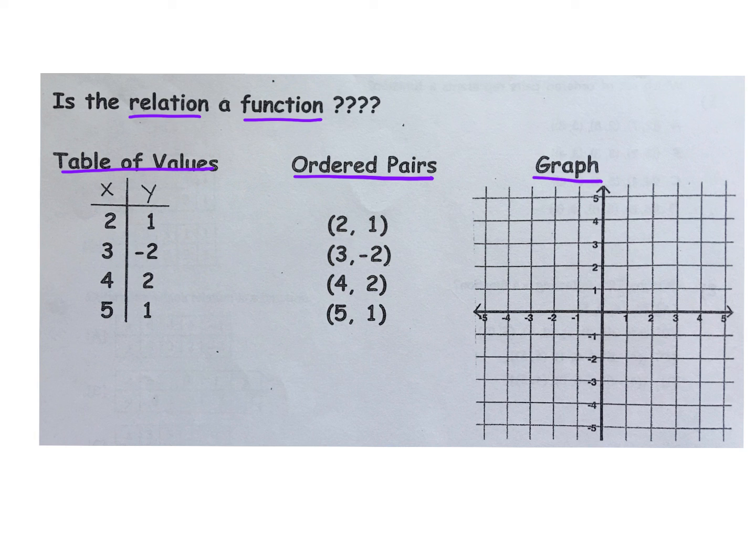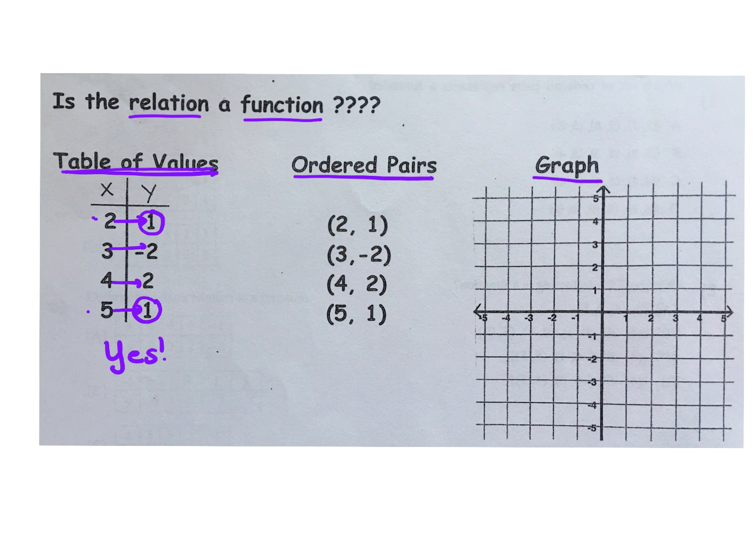For example, in our table of values, we see that 2 has a favorite of 1, 3 has a favorite of -2, 4 favors 2, and 5 outputs or favors 1. Now, two different members of the domain are allowed to have the same output value. So, this passes the test. Yes, it is a function.